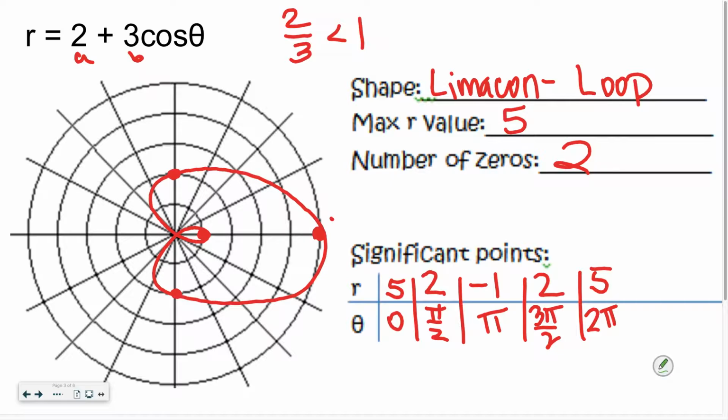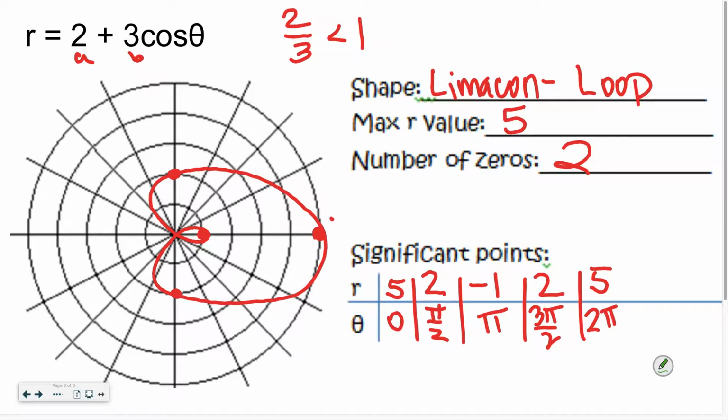When I have you graph a limacon, I am not going to ask you to find zeros because, don't write this down with me, but if we were to set this equal to 0, we would get the cosine of theta equals negative 2 over 3. Without a calculator, you're not going to be able to tell me that because that's not a unit circle ratio. So, since you don't have your calculators, I'm not going to ask you to find it. So, one less thing you have to do for a limacon. Tell me the number of zeros, but you don't have to find it.